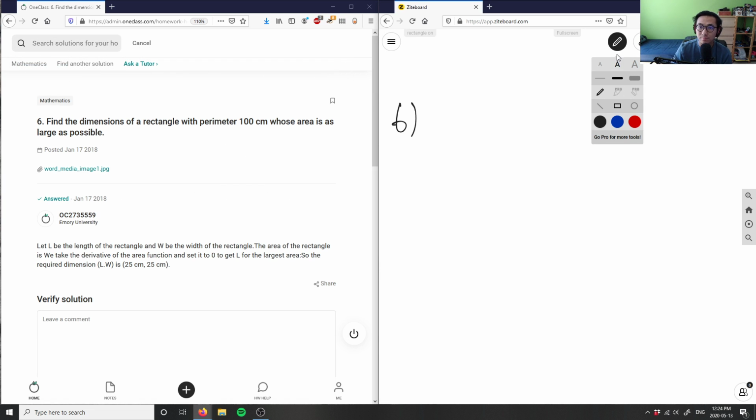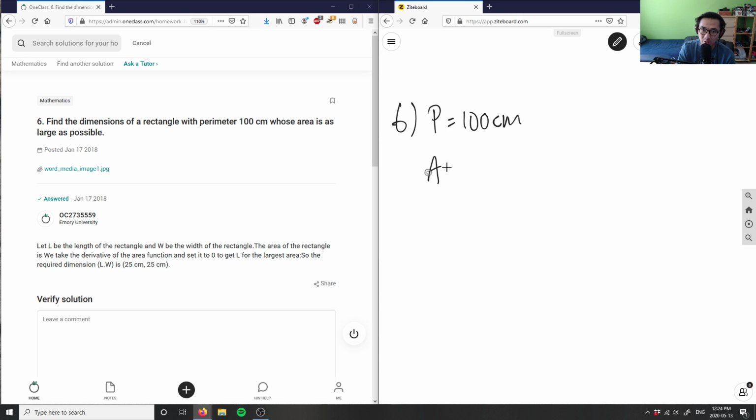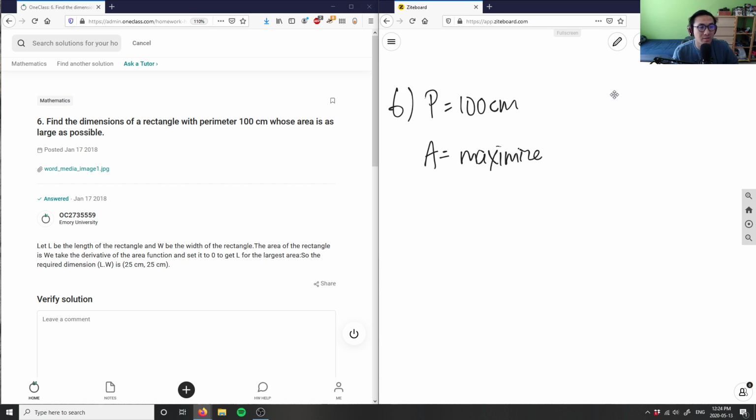So it's asking us to find the dimensions of a rectangle with a perimeter of 100 centimeters. So P here is 100 centimeters, whose area is as large as possible. A here, I'm going to have to maximize. And then I have a rectangle as well. Looking at this problem, every time I want to maximize or minimize something, this is an optimization problem. I'm going to write here, optimization problem.